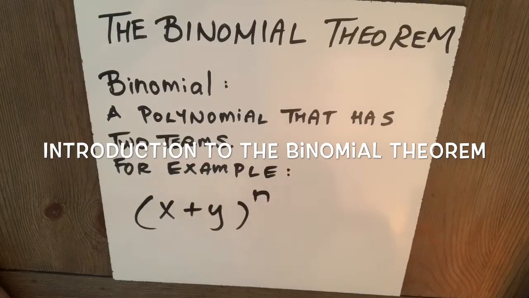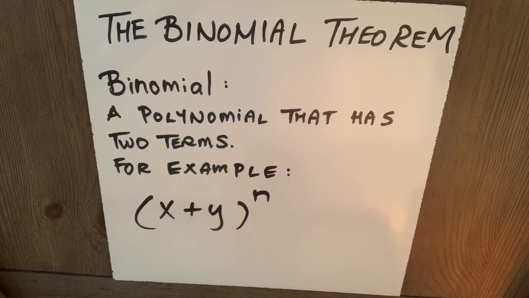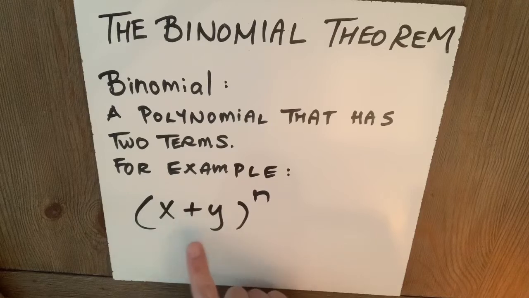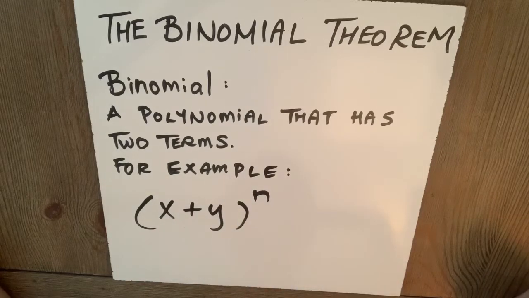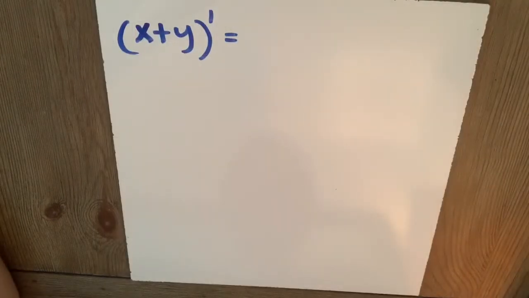We are now going to talk about the binomial theorem. Binomials, hopefully you remember that a binomial, by definition, is a polynomial that has two terms. For example, (x + y)^n. Terms are separated by pluses and minuses. So that's how we can tell there are two terms here, and we're raising that x plus y binomial to the nth power. So let's raise these binomials to different powers.